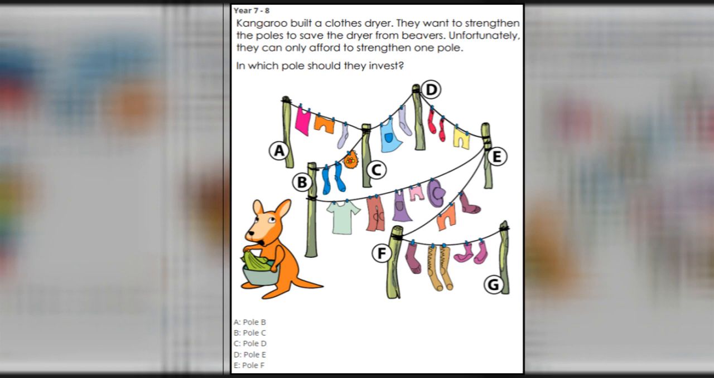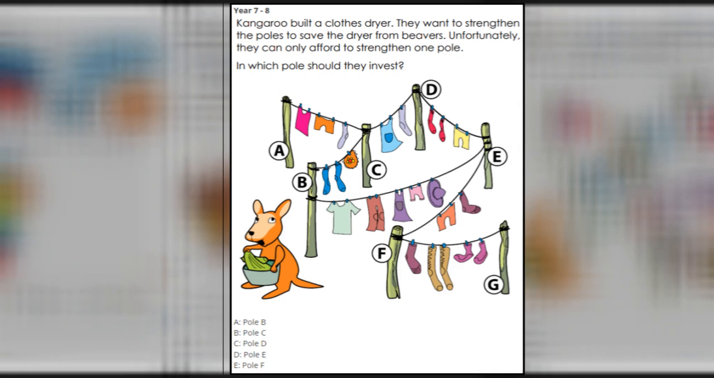So we've got pole B. Now, if we were to get rid of pole B, we would be getting rid of the line between pole B and C and pole B and E. So we'd be losing 3 sets of clothing between B and C and 5 sets of clothing between B and E. So in total, we are losing 8 pieces of clothing. If it was pole C, we are losing 3 pairs of clothing between B and C, 3 between A and C, and 2 between C and D. So we're losing 3 plus 3, which is 6, plus 2, which is 8 pieces of clothing.